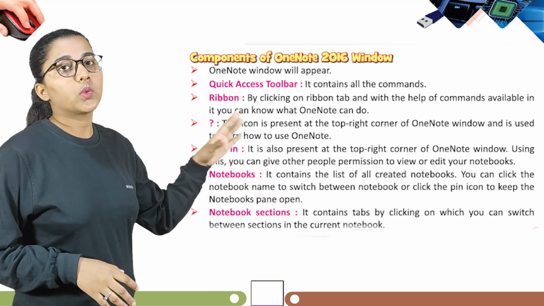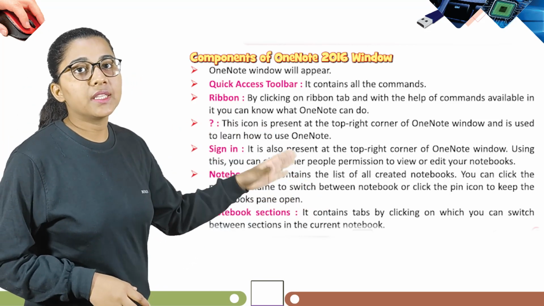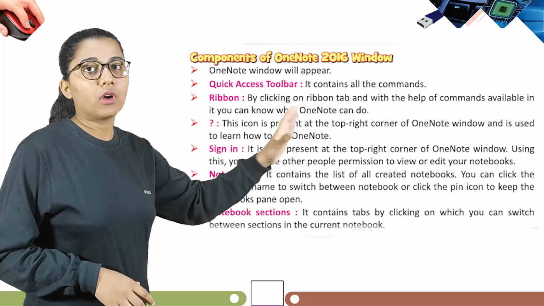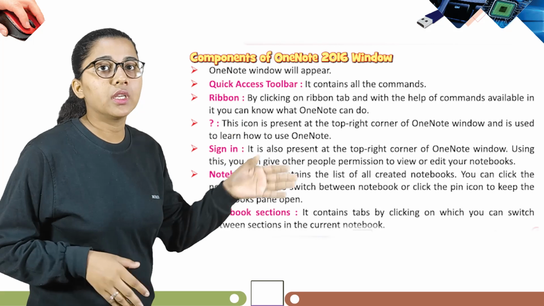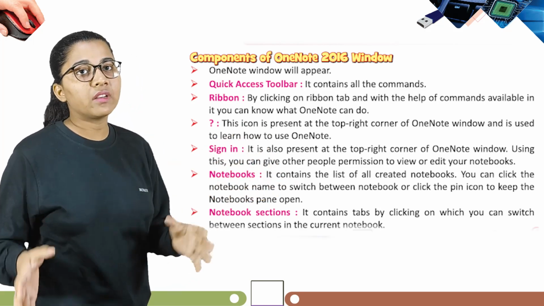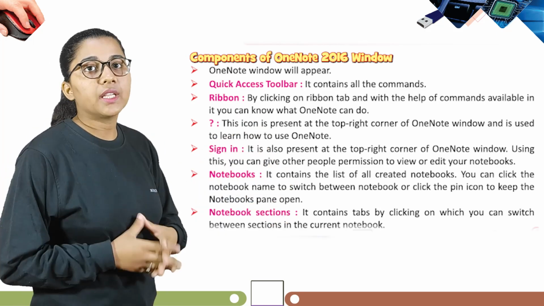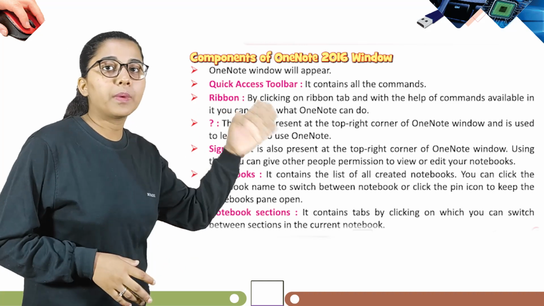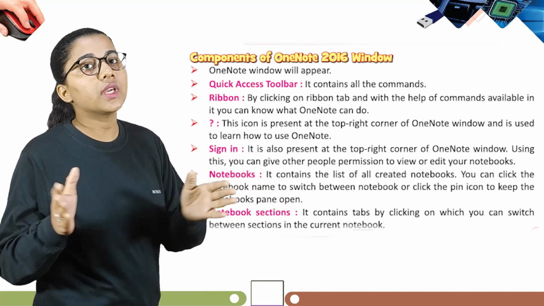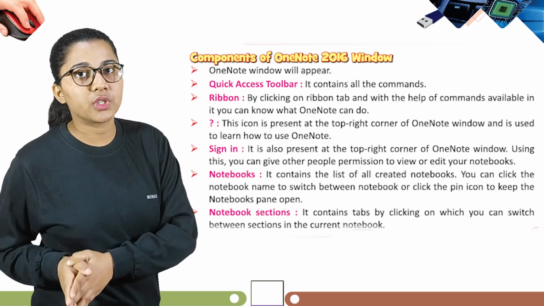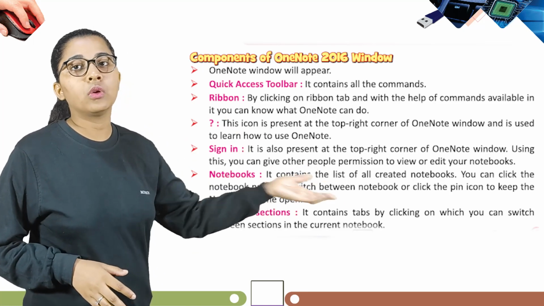Then we have the question mark. This icon is present at the top right corner of the OneNote window and it is used to learn how to use OneNote. Then we have sign in. It is also present at the top right corner of the OneNote window. Using this, you can give other people permission to view or edit your notebook.